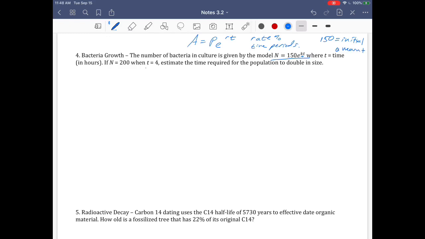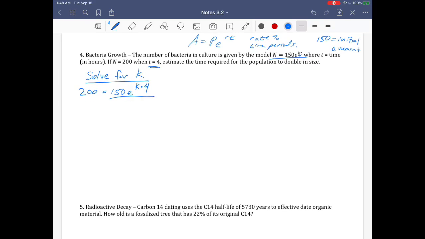And we know that after 4 hours, it has grown to some level called 200. So we can actually use that to solve for k, the growth rate. So 200 is the amount, with 150 being the initial. The k, the growth rate, is the unknown, and the number of time periods is 4. So this will allow you to solve for that k value. So take a minute, see what you can come up with here.